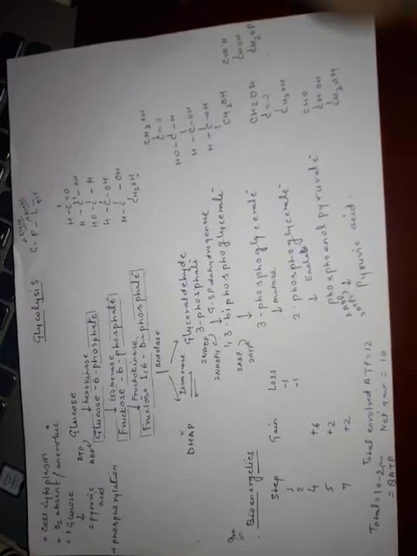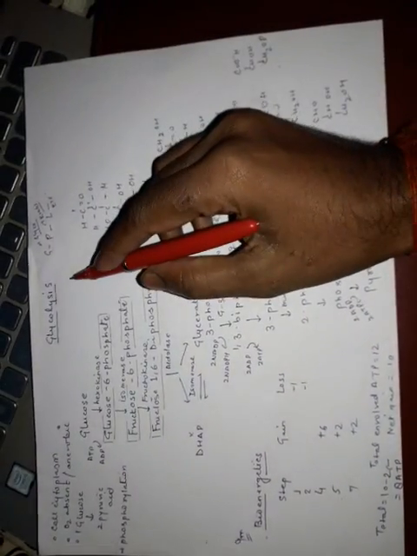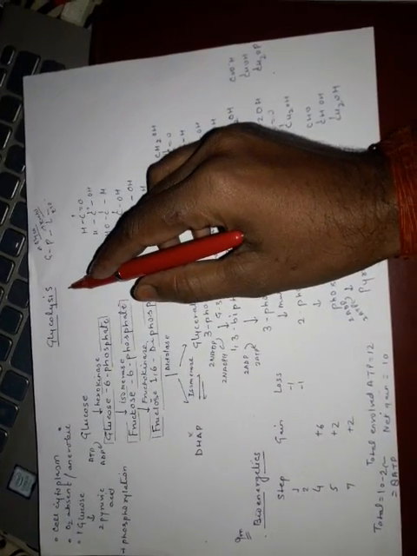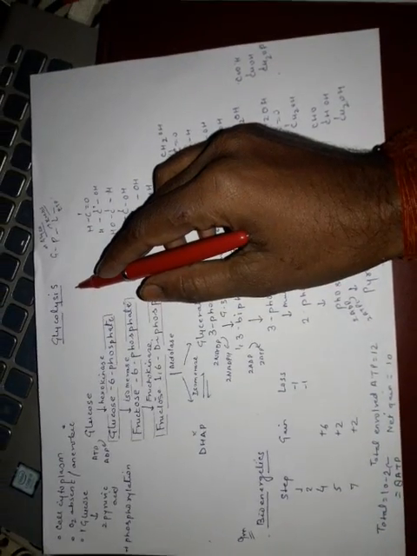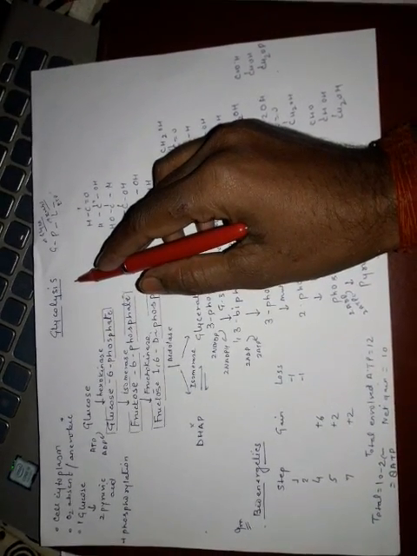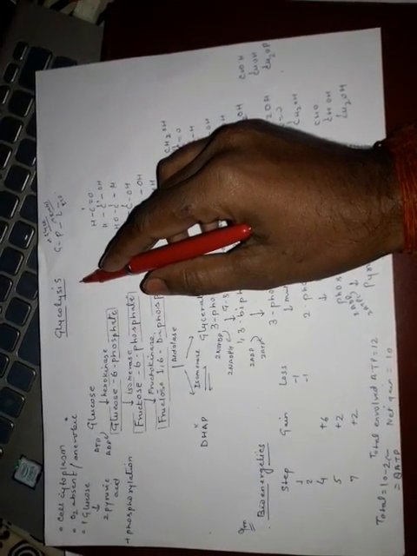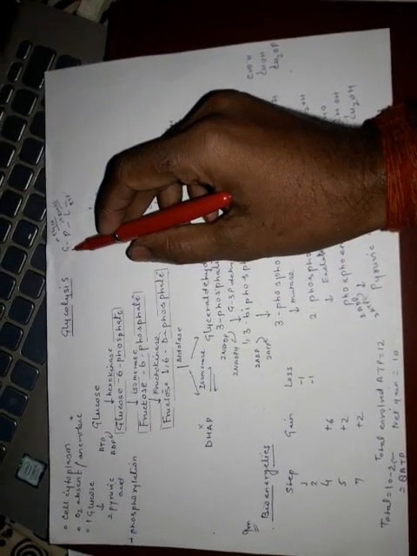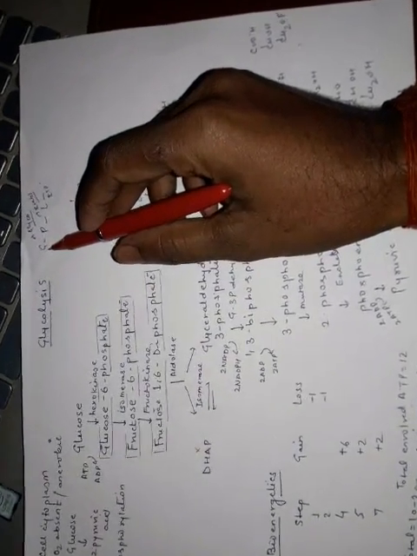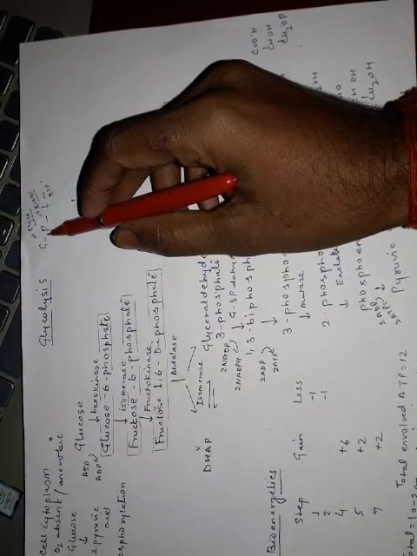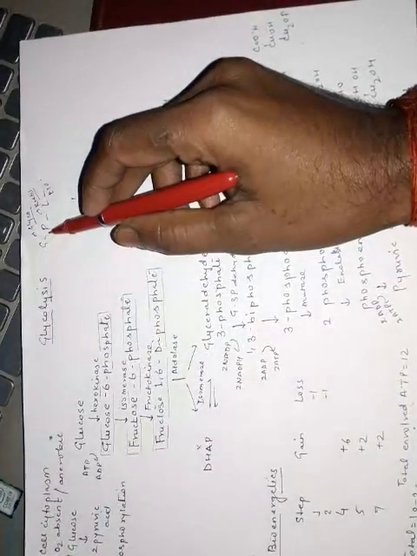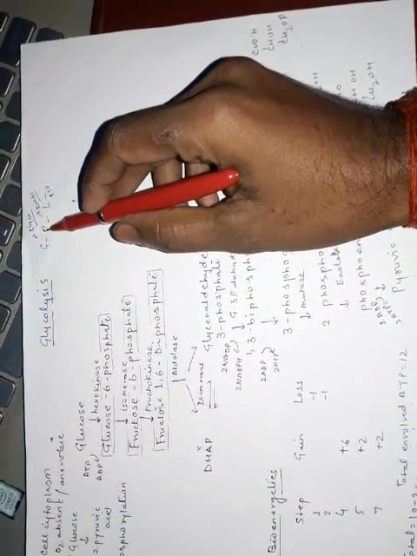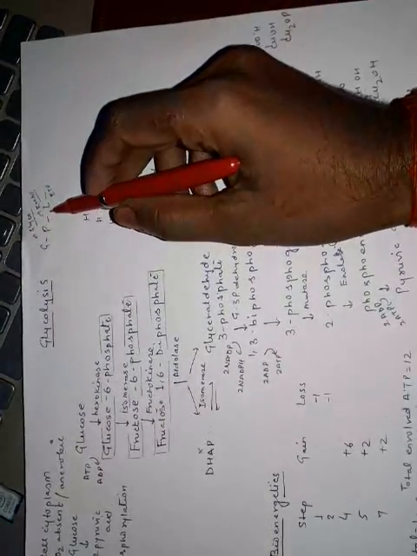So hello everyone, today we are going to discuss glycolysis. In the respiration process, oxidation of glucose happens. First of all, glucose is broken down to pyruvic acid, and pyruvic acid is further broken down to lactic acid.